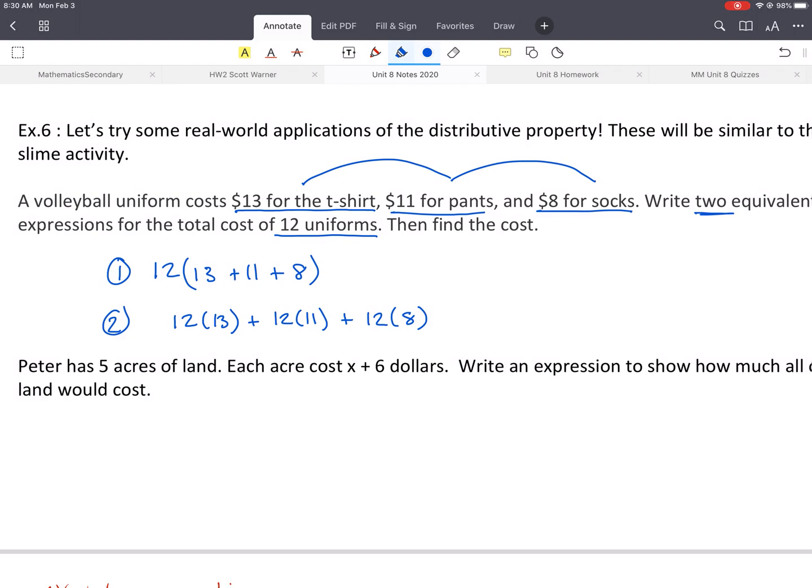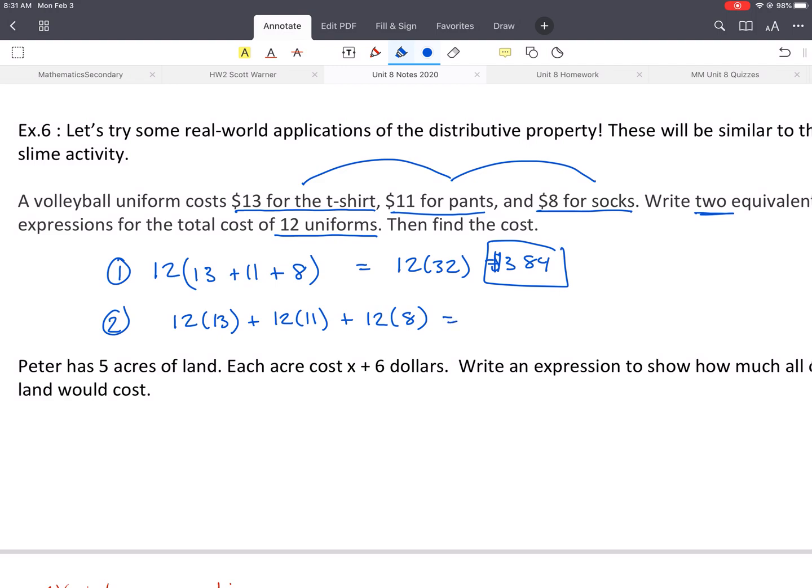And then they also want us to find the cost. So you could use either expression because they give you the same. I would maybe recommend trying to use both if you have time, so you could make sure that both of your expressions are equivalent. So here how we would do that is we would just add up 13 plus 9. That gives us 22. And then we'll add 8 to that. That gives us 30. So 12 times 30. And then you could do it on your calculator, or you could do it by hand. 12 times 32 gives us $384.